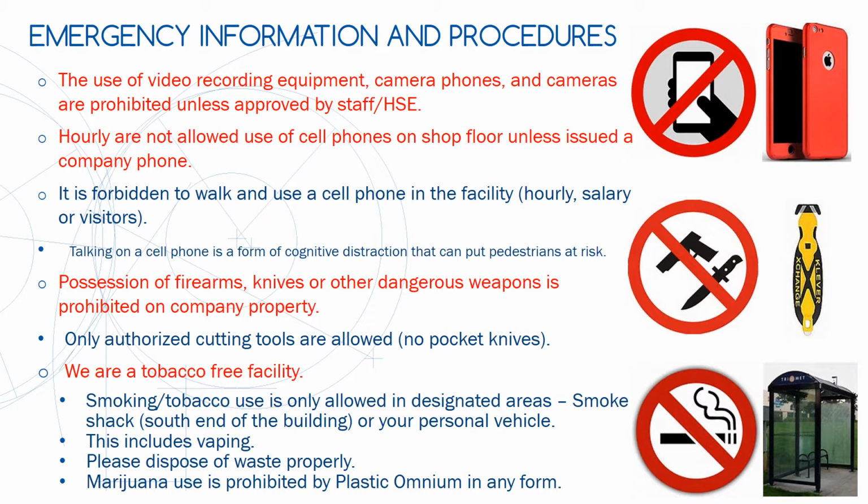We are a tobacco-free facility. Smoking or any tobacco use is allowed in designated areas. This is the smoke shack, which is in the south end of the building, or your personal vehicle. This is not the traffic islands. This is not next to the building when it's raining out. Only these two areas, smoking is permitted.